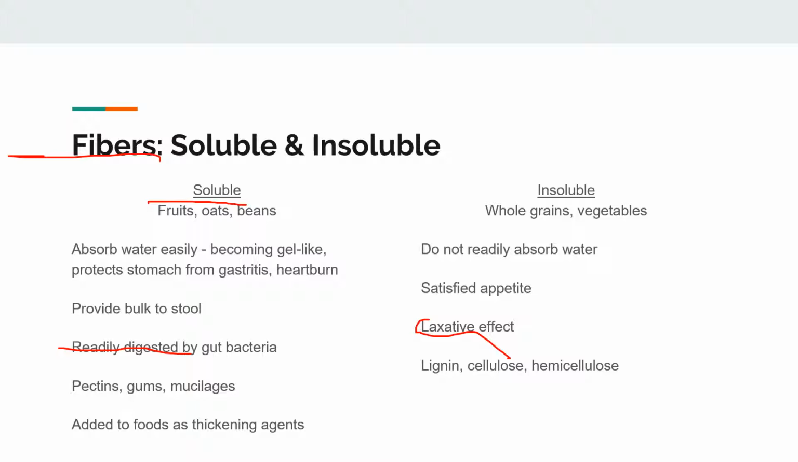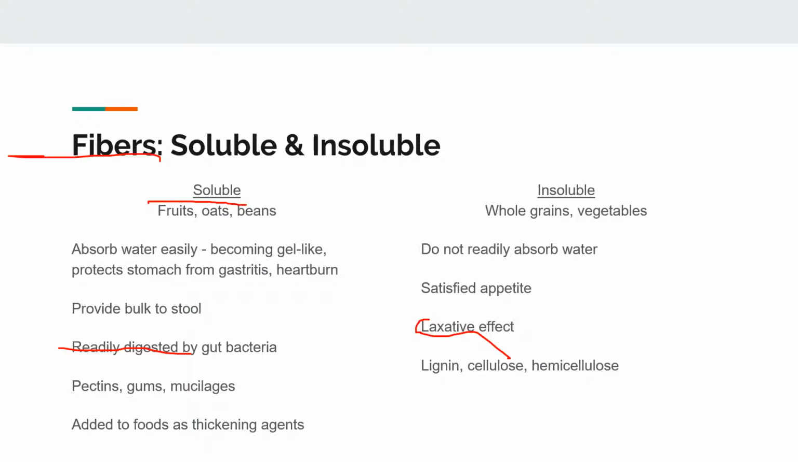Ingestion of insoluble fibers also helps us feel full and satisfied when we're eating. So really, really important things there. And as you'll see as you move through Project 1, I ask you to be recording your bowel movements in your food diary.